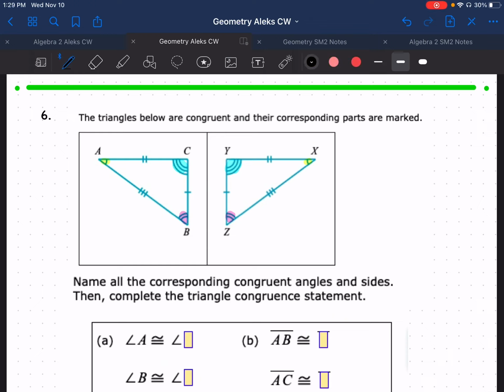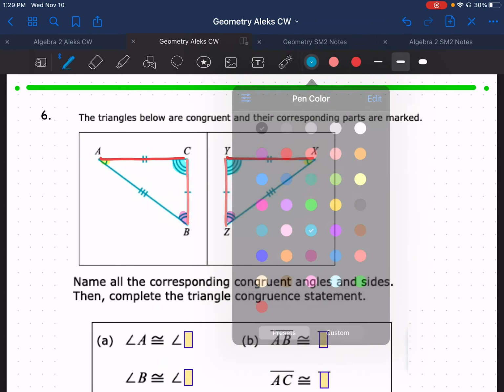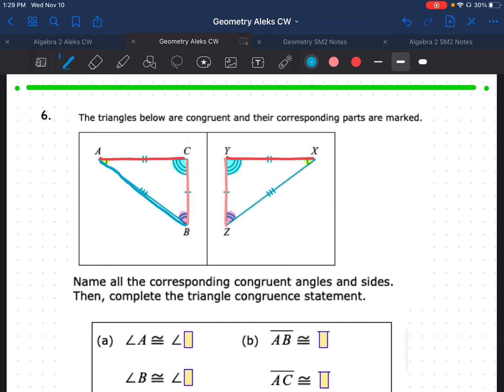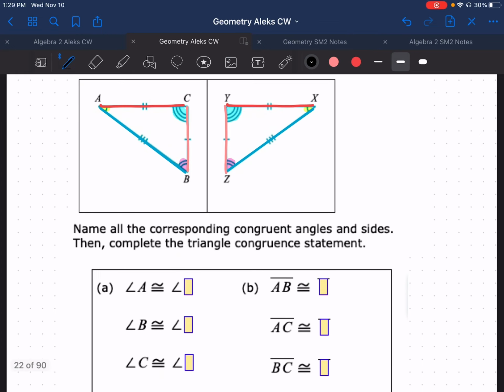You can also come in with your colors on the sides and say, well, the 1 mark goes with the 1 mark. The 2 marks go with the 2 marks. And then I could grab a third color. I guess I could have used my black, but that's okay. The 3 with the 3. So I could use my color to help me out, or I could just visually take the time and do that. I need to name all the corresponding congruent angles and sides, and then I need to complete the triangle congruence.